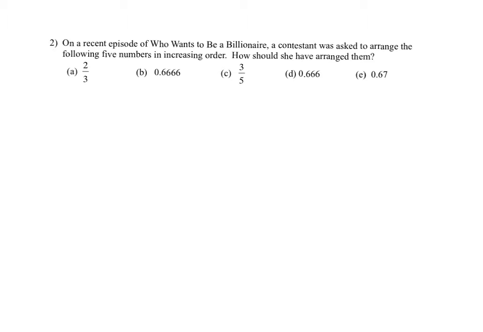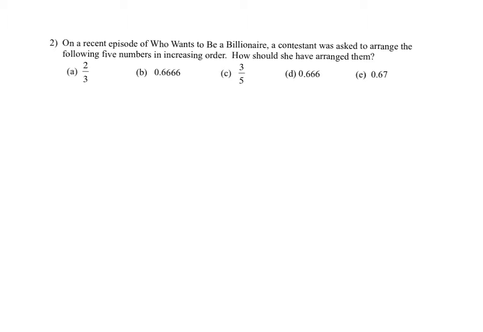If you feel like as we go over it, you maybe didn't show enough work, you can go back and add work as well. If at any point you need to pause this video, you're welcome to do that as well. So let's look at number 2. It says, on a recent episode of Who Wants to Be a Billionaire, a contestant was asked to arrange the following 5 numbers in increasing order. How should she have arranged them?